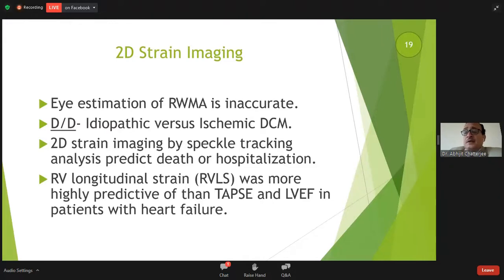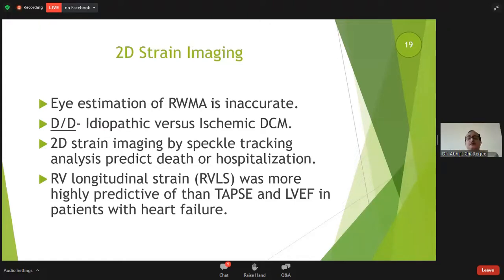Then what is dyskinesis? It means bulging out or thinning of the myocardium during systole. What is aneurysm? The difference between aneurysm and dyskinesis is that aneurysm is dilated in diastole and remains dilated in systole. Dyskinesis is normal looking in diastole and becomes bulged in systole.